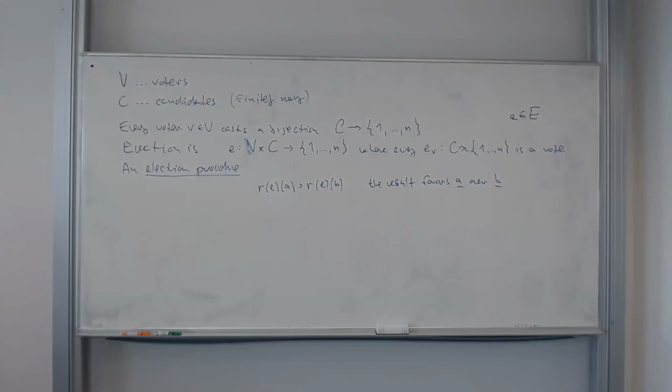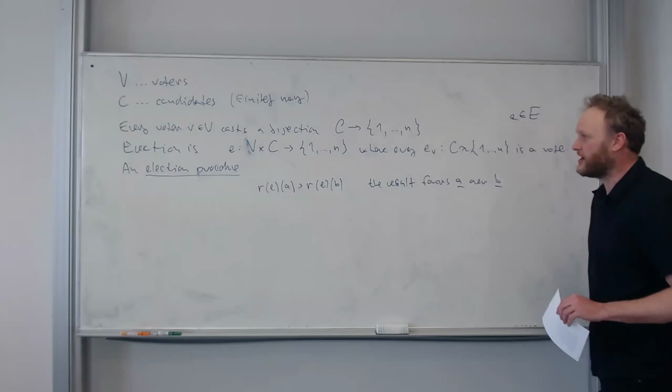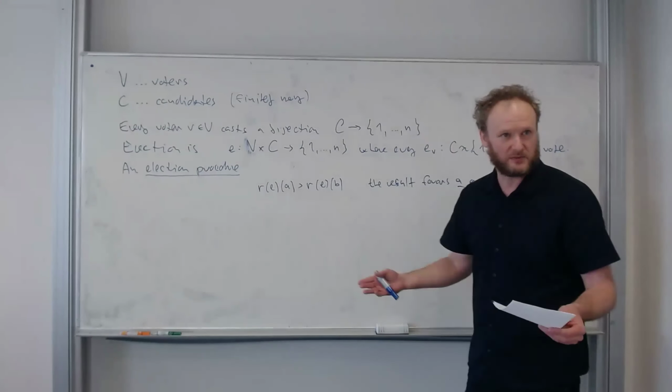So let me list these conditions. Let's say sanity conditions. Of course, a prime example would be simple majority. If more than half of the people vote like that, the result will be like that.